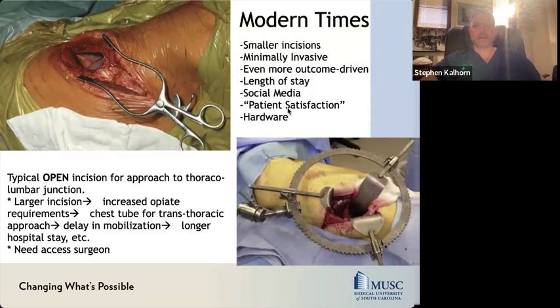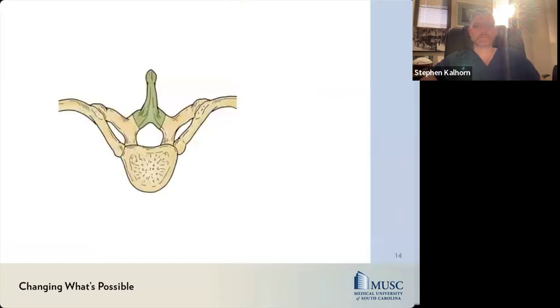So in more modern times, obviously smaller incisions. We're talking minimally invasive. We're more outcome driven, right? To do that to someone in the hospital now doesn't make a whole lot of sense. The length of stay alone, you get dinged for it. People are on social media. Patient satisfaction is obviously really important. It always was, but now we're just more and more aware of these things. And of course, we have hardware and less invasive ways to do things.